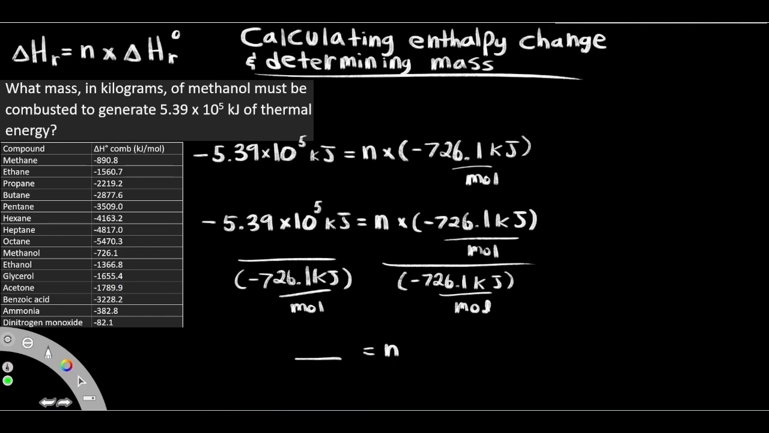Calculating enthalpy change and determining the mass. Well, in this question, it's asking for the mass in kilograms of methanol being combusted to generate this much energy. Is this energy going to be for the enthalpy change of the whole reaction, or is it going to be for the standard molar enthalpy? It's obviously going to be for the whole reaction here, because it's not stating in the question that it is per mole of methanol. It's just for the whole thing.